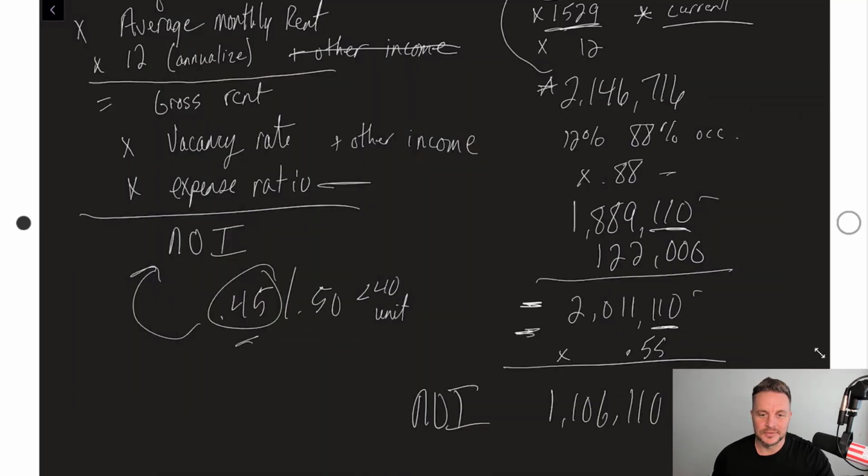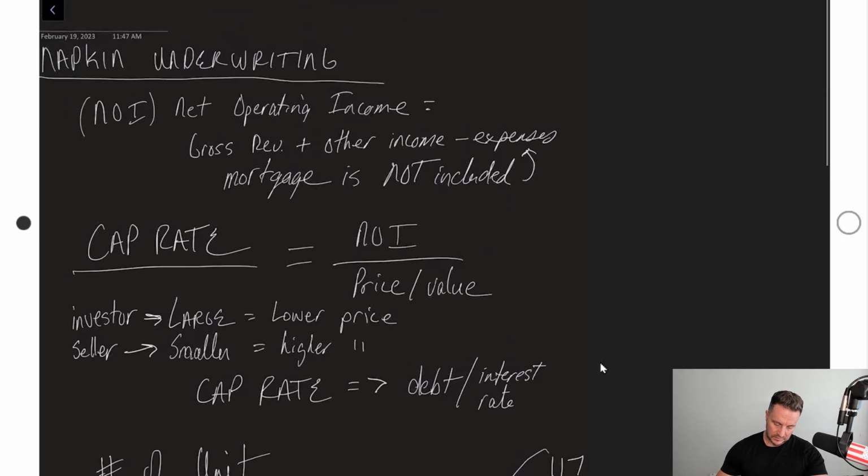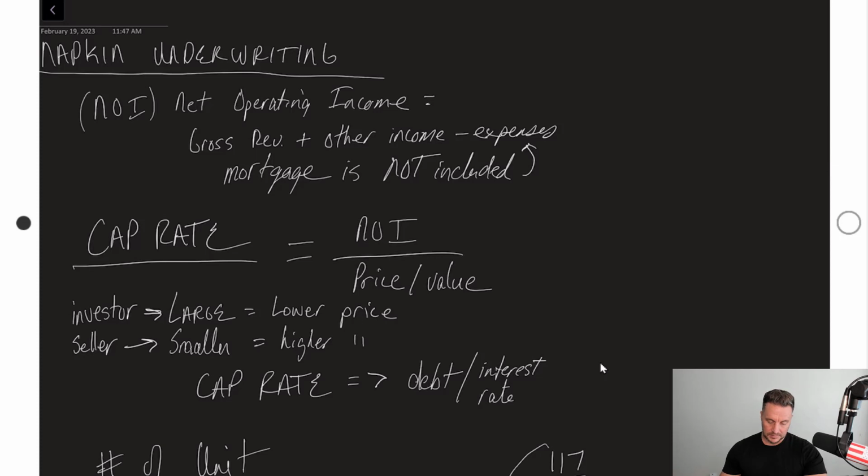Okay, so now we've got our NOI. We've talked about what NOI is. We remember that NOI is net operating income, and that it's gross revenue plus other income minus expenses. And that's basically what we just did, right? What we did right there was we just took a building and we calculated the NOI.